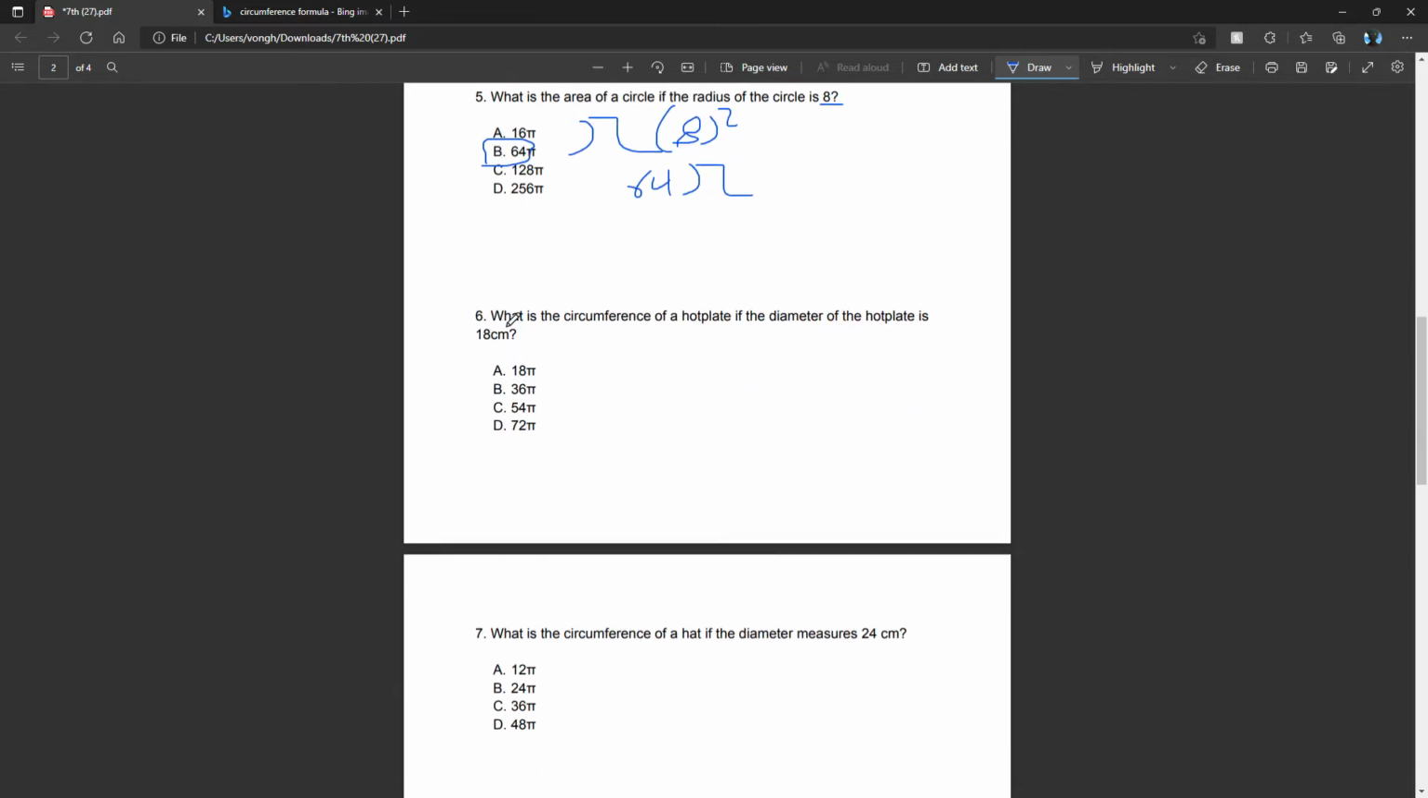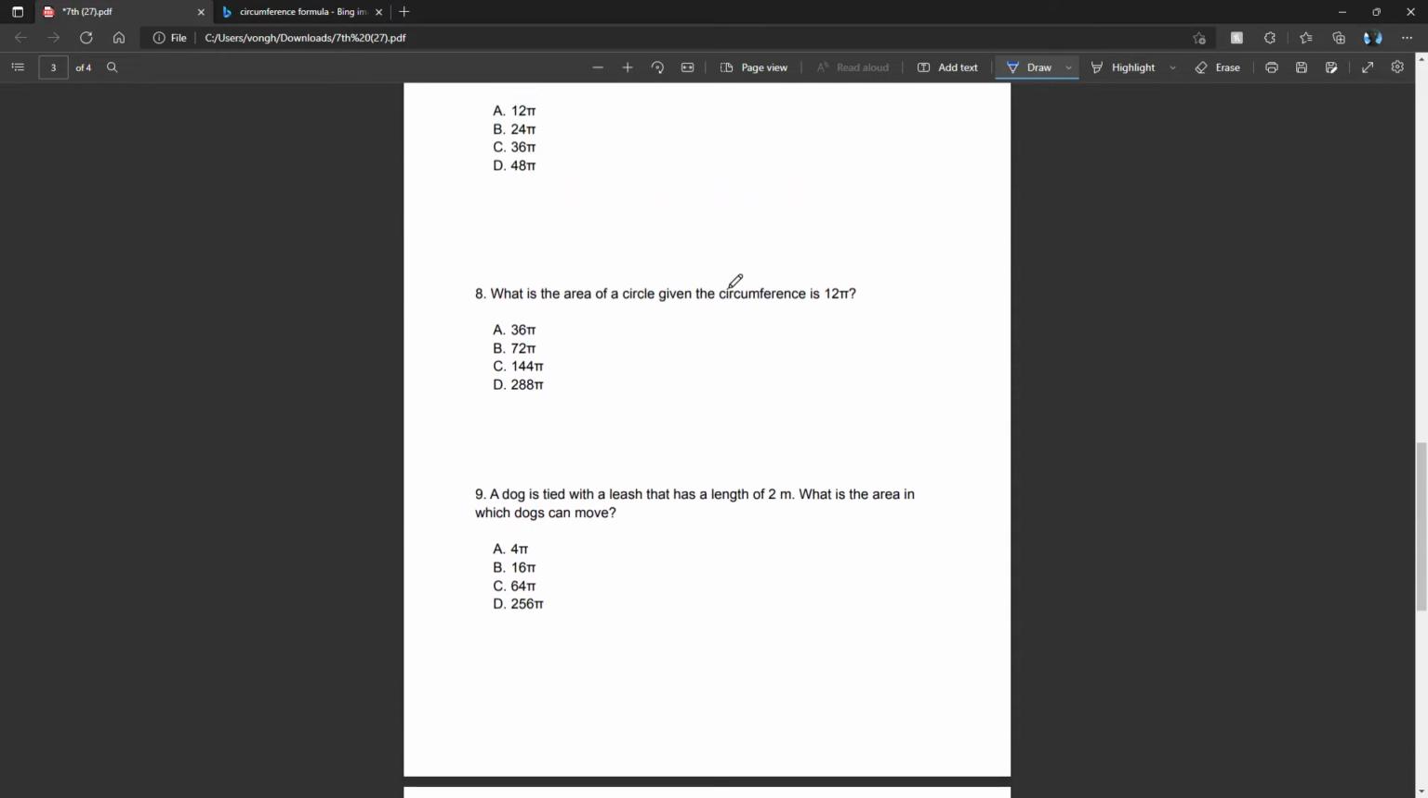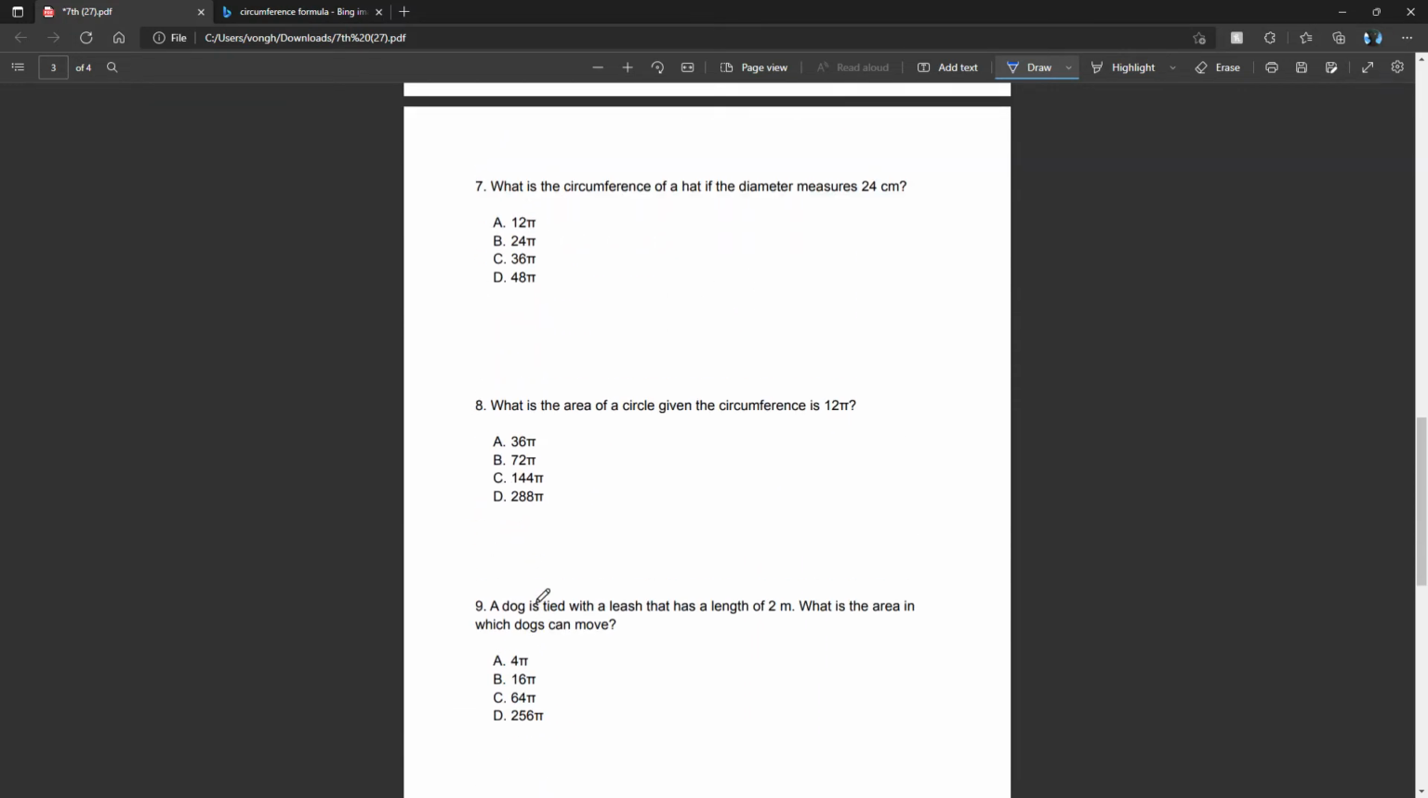What is the circumference of a hot plate if the diameter of the hot plate is 18 centimeters? So circumference is just pi times the diameter. So we plug in our diameter value, so it would be pi times 18. So the answer would be A. So why don't you try 7 through 9 on your own? I'll put the answer and see if you get the same thing.